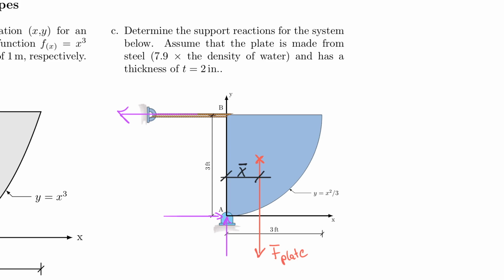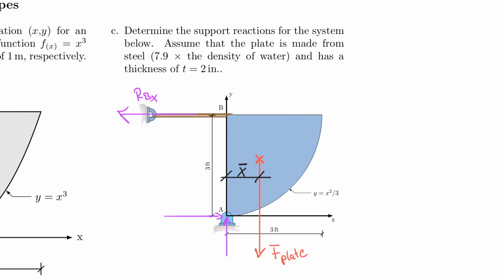I can already tell you that this upwards reaction is of course equal to the total weight of the plate, because the only thing that goes down is the plate, and this is going up. But again, this is not about numerical values here. This is only about the concept. So this would be equal to that. And now you probably understand that if I take the sum of the moments about point A, the two things that have a lever arm would be what I call RBX and also F plate.